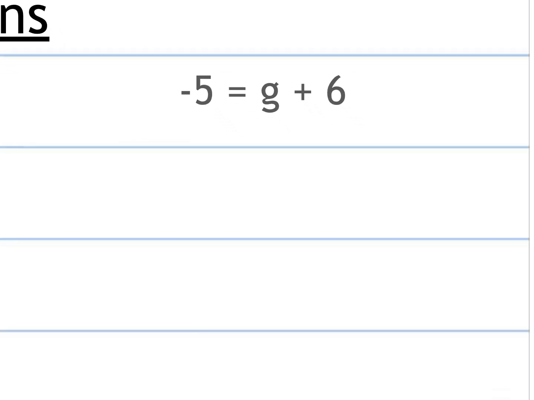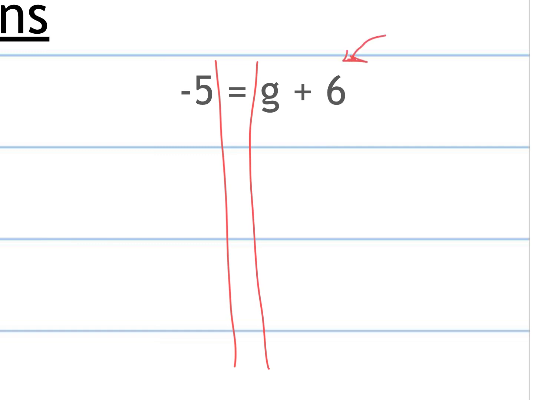One more that we're going to do together, and then you're going to do some on your own. So we have negative 5 equals g plus 6. So I do my train tracks. This is what you're going to do for the entire unit with multiplying, dividing, 2-step, 3-step, whatever. I find my side with the variable, which this time is on the right side. And then I see that g is being added to 6, so I do the opposite, and I subtract 6.